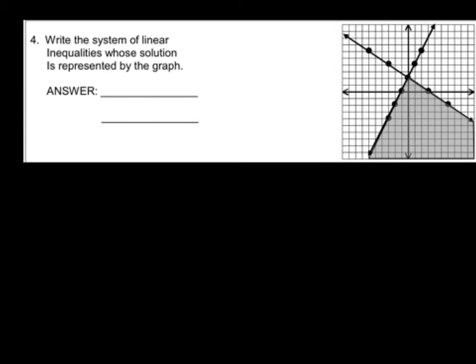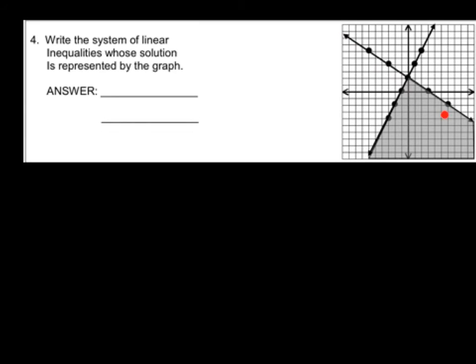Now on day 2 of our systems of linear inequalities, we talked about how to write the inequality for a given graph. So that's what I'm going to review now, okay? The first thing that I'm going to do is look for these symbols, because that will make things just a little bit easier.